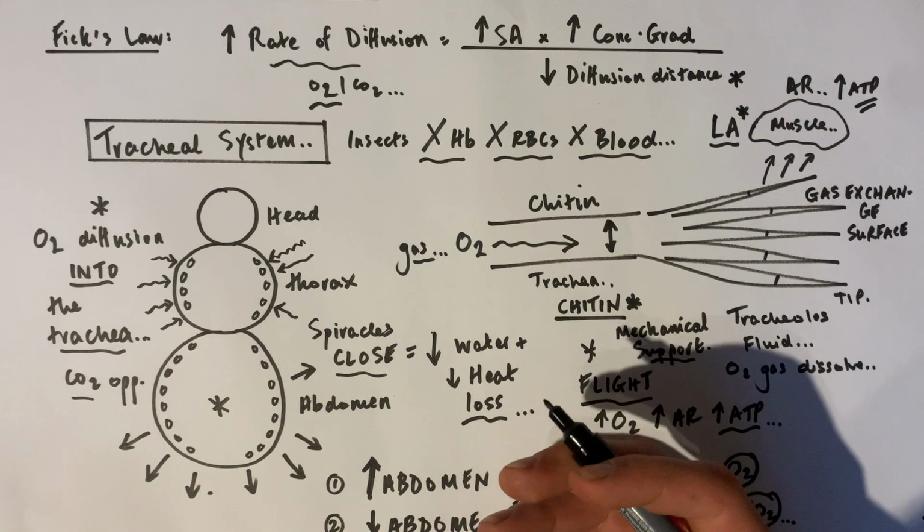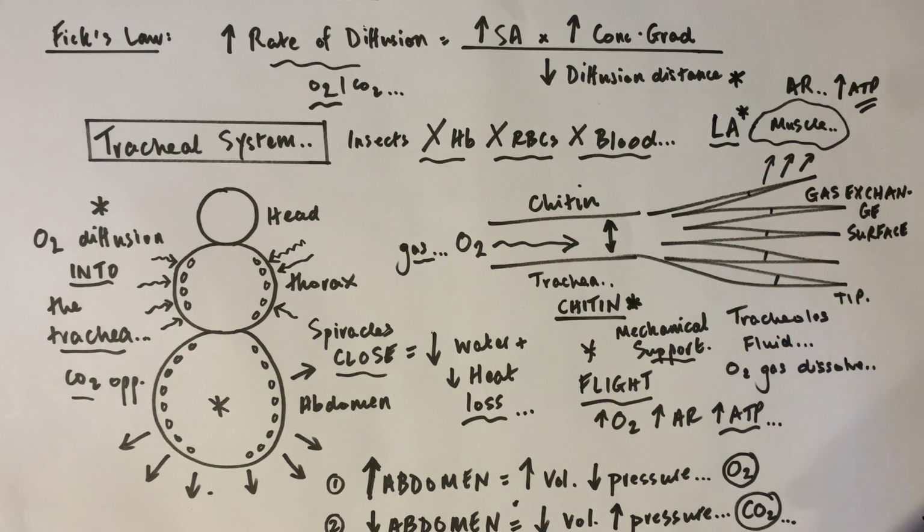So we've got a combination of aerobic respiration going on to make more ATP, and a little bit of anaerobic respiration when the muscles are being used very rapidly during muscle contraction and flight.